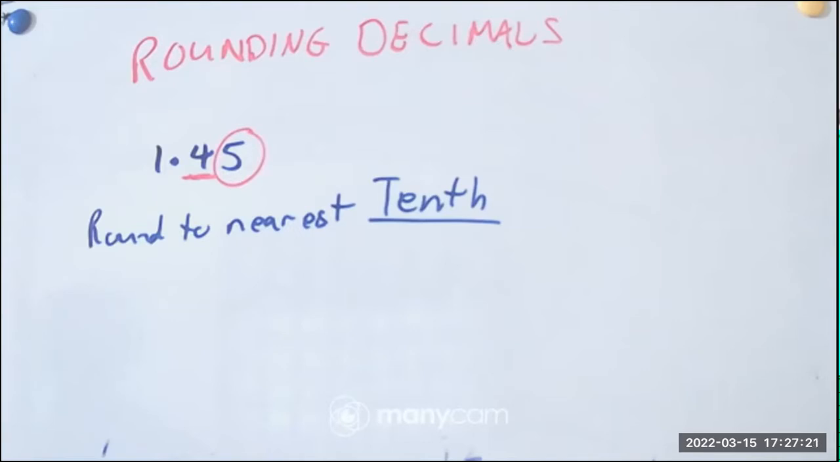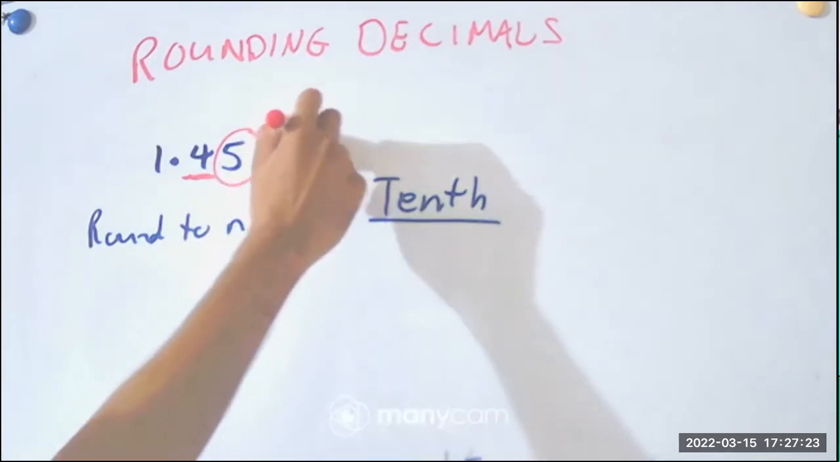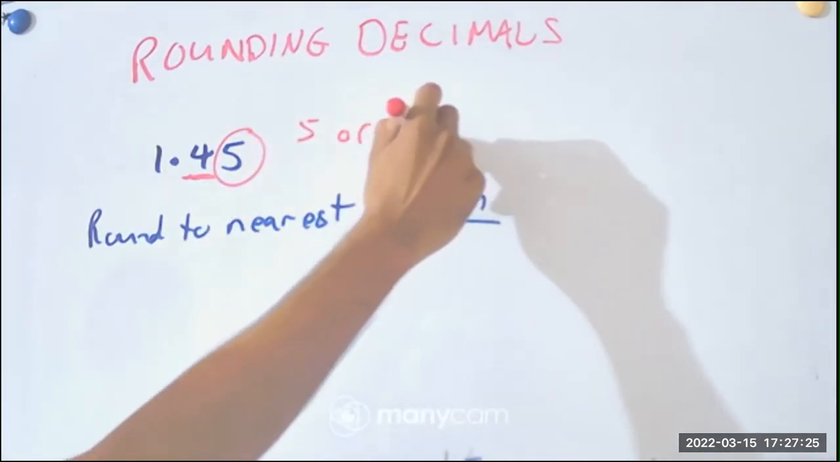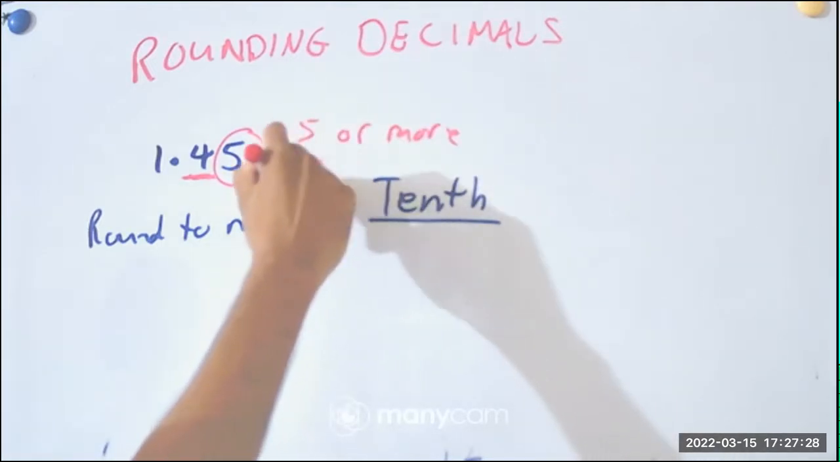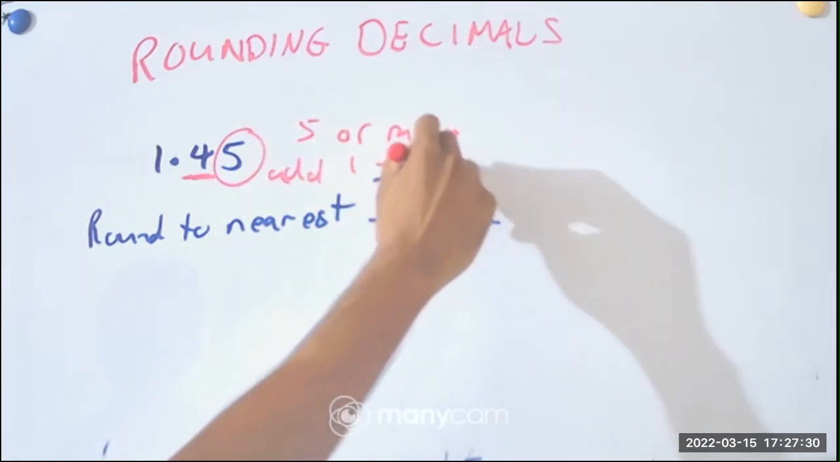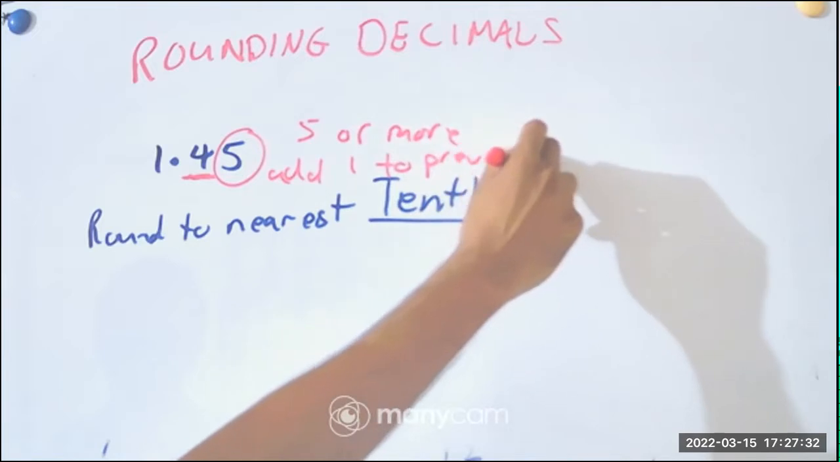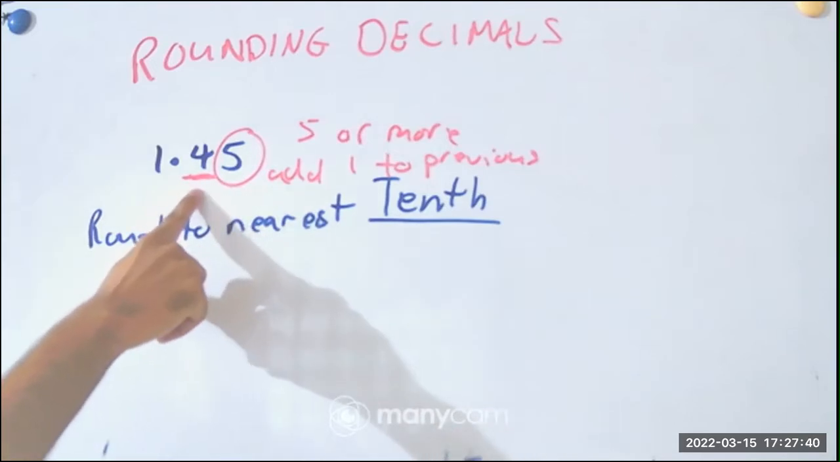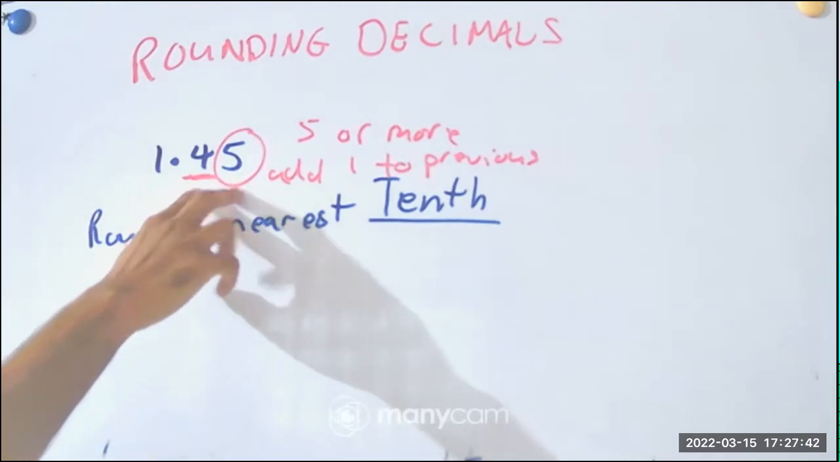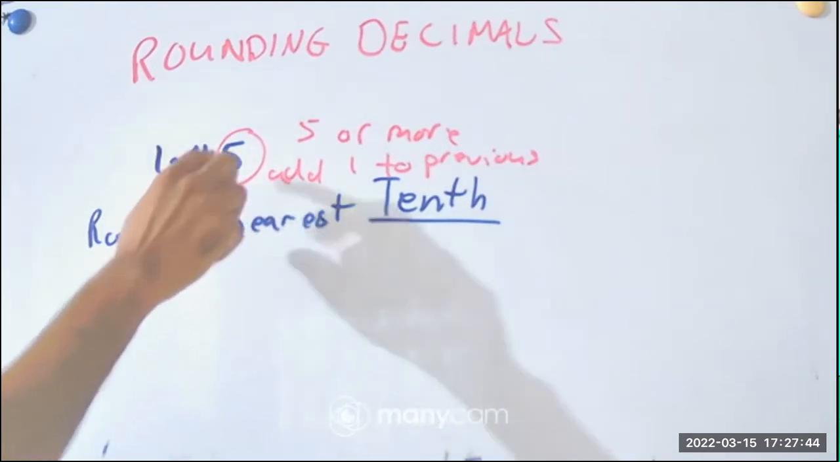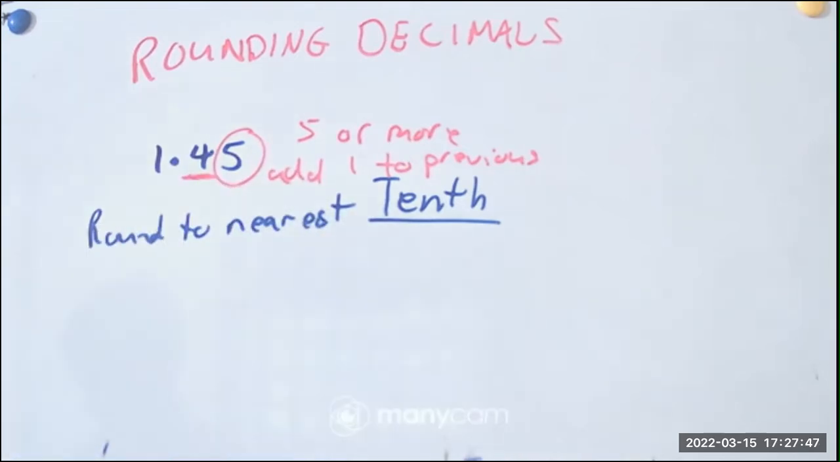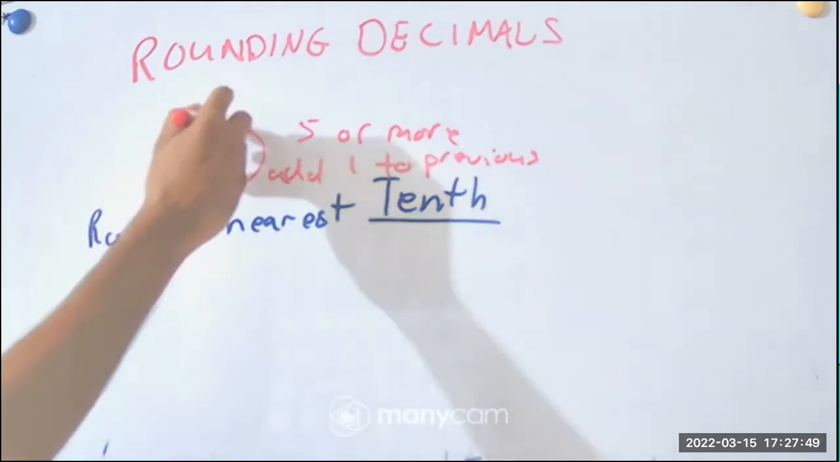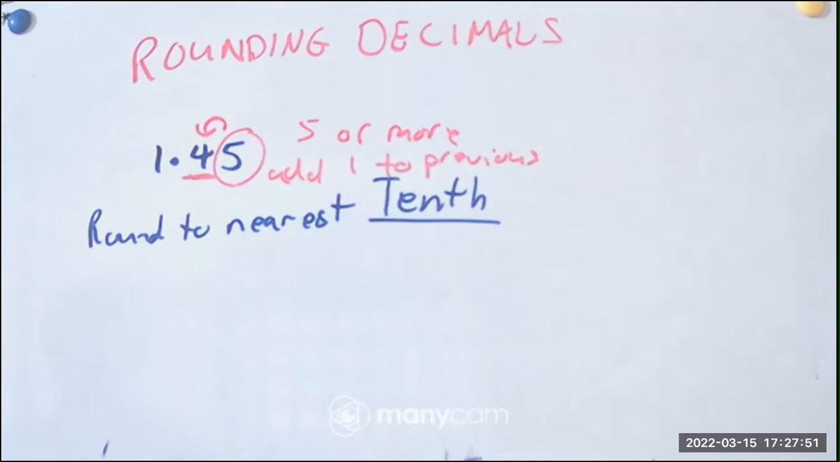So if that number is 5 or more, we add 1 to the previous column. What do I mean by that? Step 1 is we look at the number we are considering, which would be the tenths. We look at the number to the right of that. If this number is 5 or more, we add 1 to the number before it, which we're looking at. So in this case, is it 5 or more? Yes, it is 5 or more.